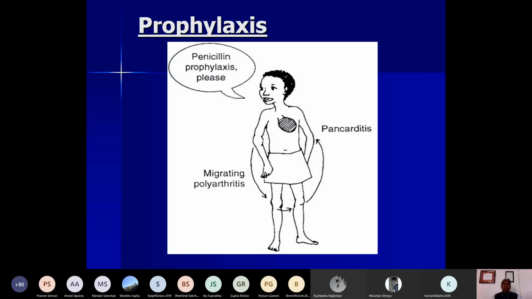How do you prevent? Any child who complains of migratory polyarthritis, and any child who can be clinically diagnosed as having rheumatic disease, penicillin prophylaxis is a must.